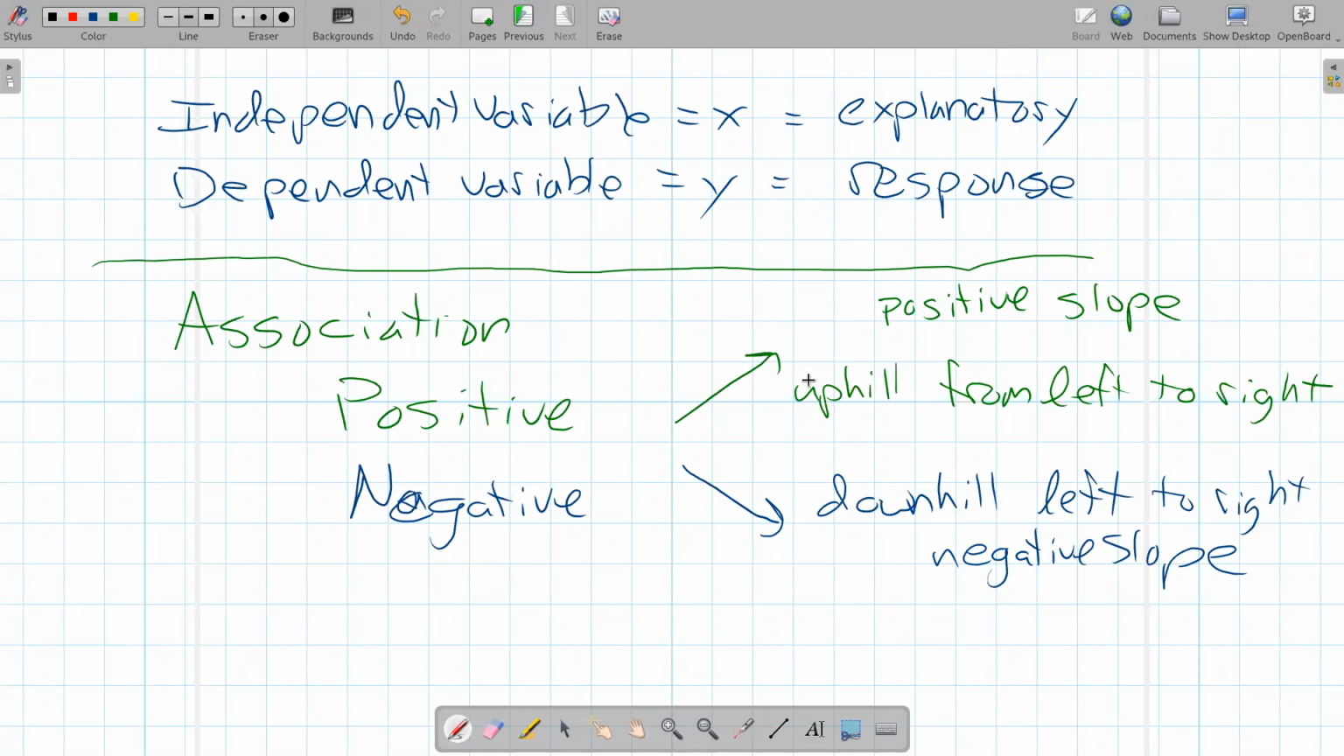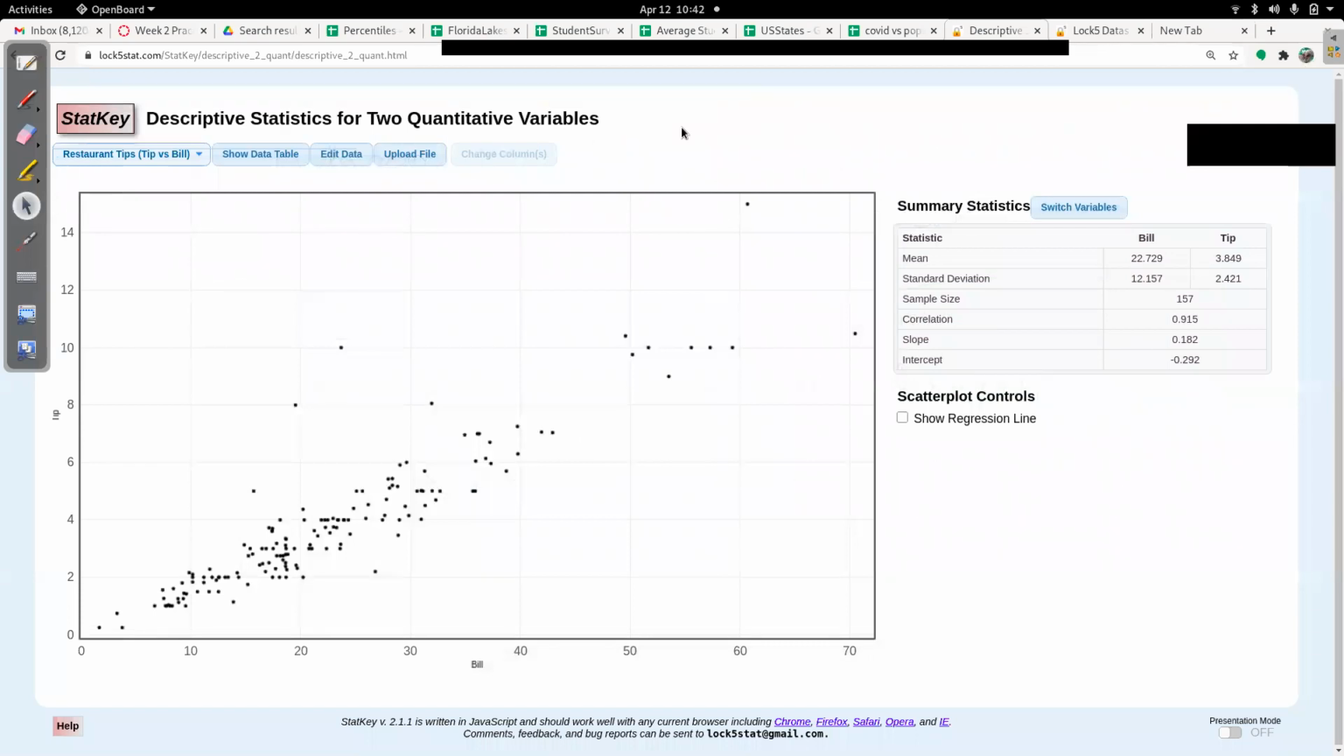So association, again, is looking at a trend. We are looking at linear trends, but not all trends are linear. So I just want to show some other examples.